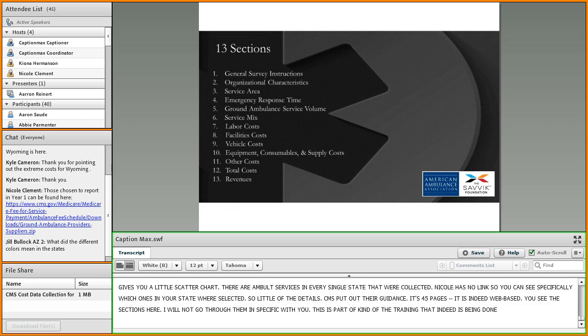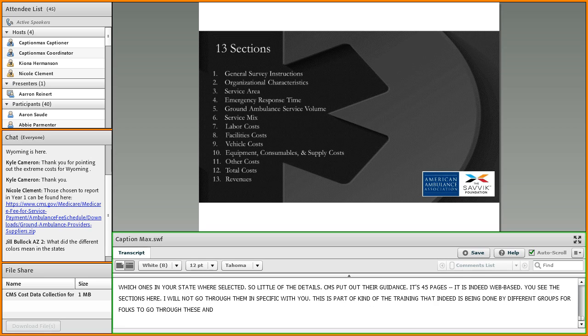This just gives you a little scatter chart. There are ambulance services in every single state that were collected. Nicole has the link so you can see specifically which ones in your state were selected.